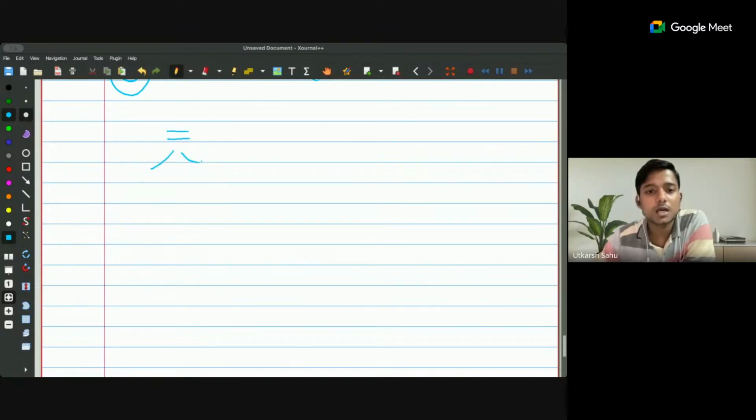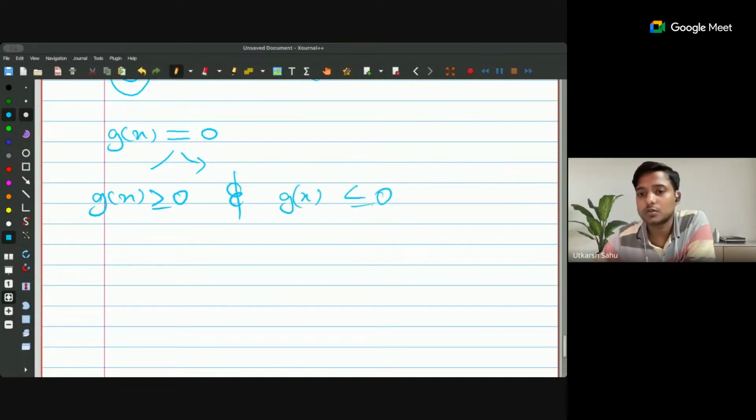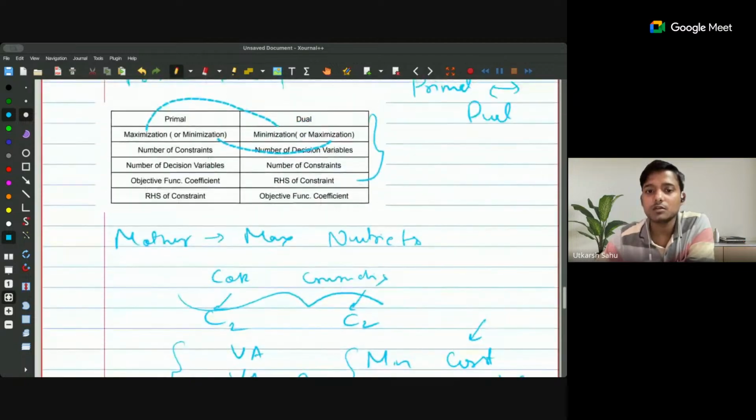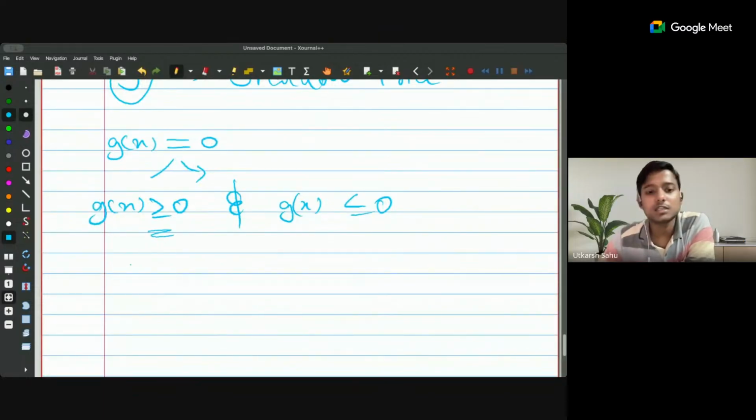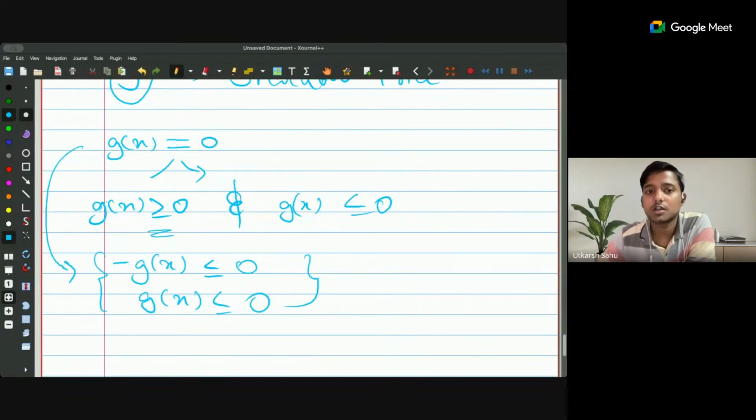Equal to will break into two parts. Let's say if I have g of x equal to 0, it will become g of x greater than or equal to 0 and g of x less than or equal to 0. Again, if you have a maximizing one, we cannot allow greater than or equal to, right? So we will convert this greater than or equal to into less than or equal to, how? Minus g of x less than or equal to 0. So you will have two constraints coming from one equality constraint. This is also very important. Remember how to convert an equality constraint into two inequality constraints.